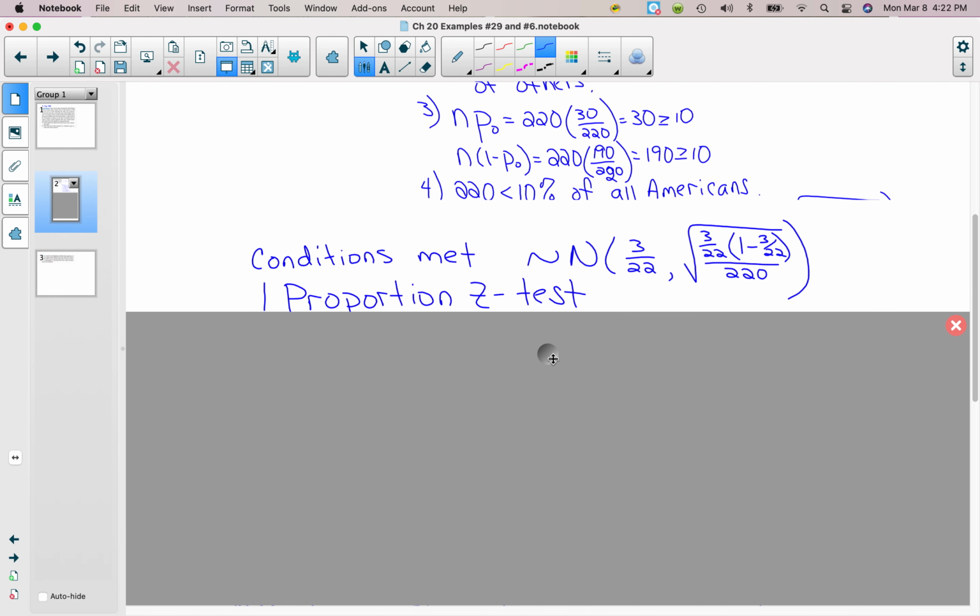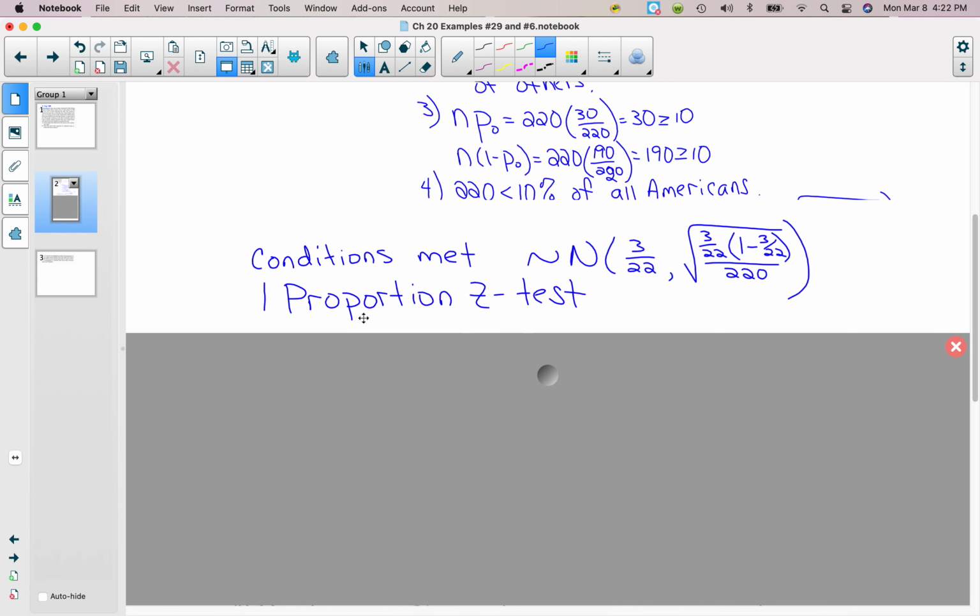Once I have determined that my conditions are met, I'm going to name my test. I'm going to do a 1 proportion z-test because everything was met for that. I'm using an approximate normal model. My mean is 3 out of 22. My standard deviation, remember, is the square root of p times 1 minus p over n.